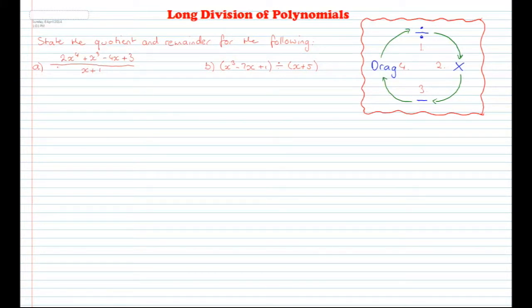It says state the quotient and remainder for the following. In the case of A, it's 2x to the power of 4 plus x cubed minus 4x plus 3 divided by x plus 1. And in B, it's x cubed minus 7x plus 1 divided by x plus 5.